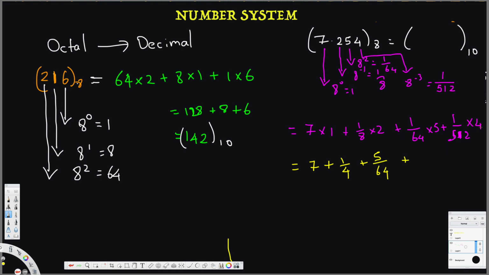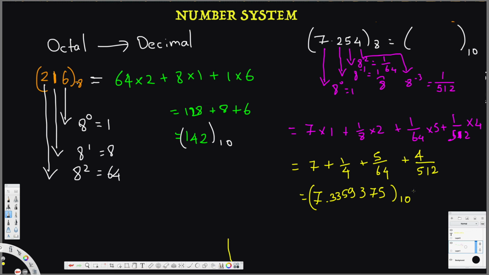Okay, whatever, you can just plug it in the calculator and find it easily. So I just keep it as a whole number, 4/512. And when you plug all these numbers in a calculator, you will get 7.3359375, and that's going to be our decimal number.